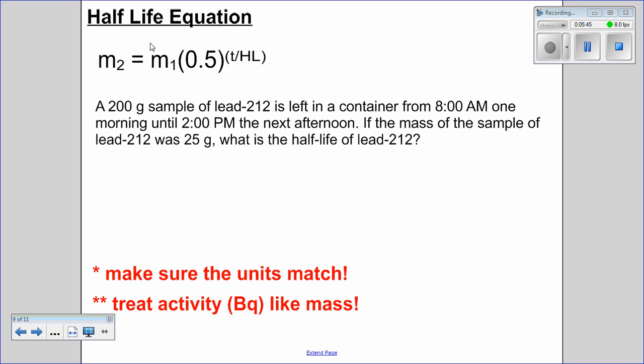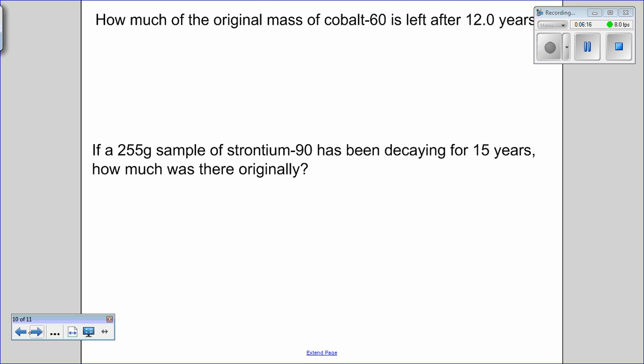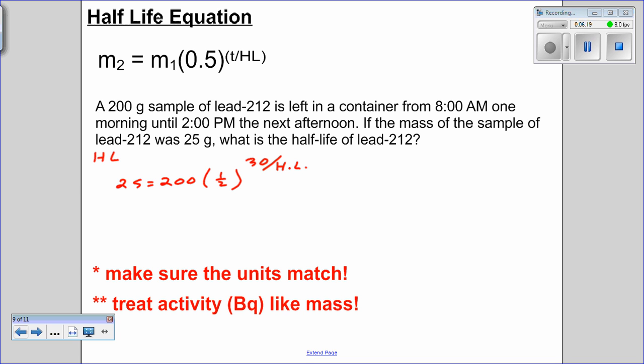So here's the question. If we plug the numbers into this question, if you remember, we're looking for the half-life. We're going to have 25 equals 200 times 1/2 to the power of 30 over the half-life. So 30 hours over however many hours is one half-life. When we want to solve this, we're going to have to do something kind of tricky with this equation.